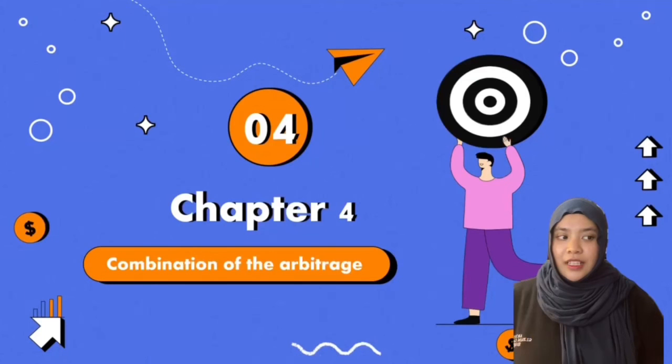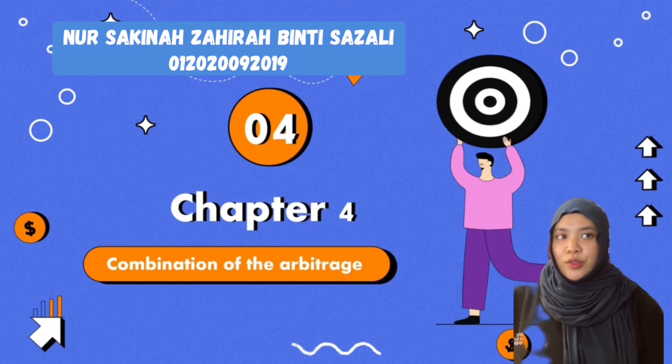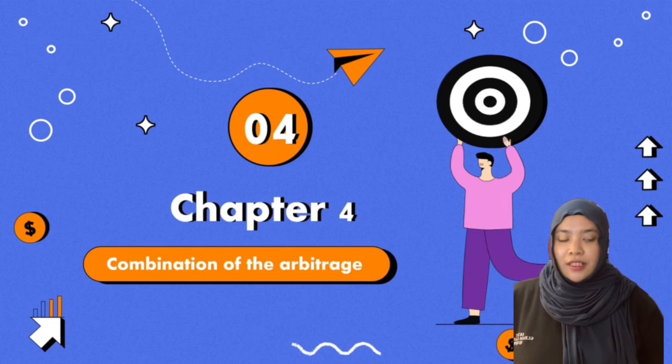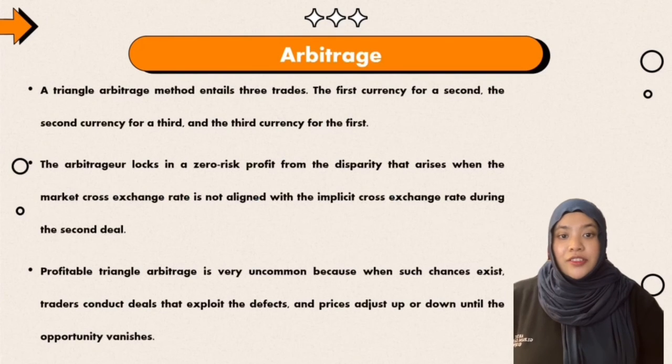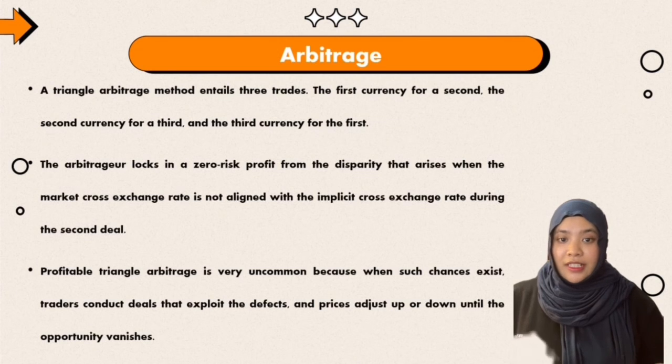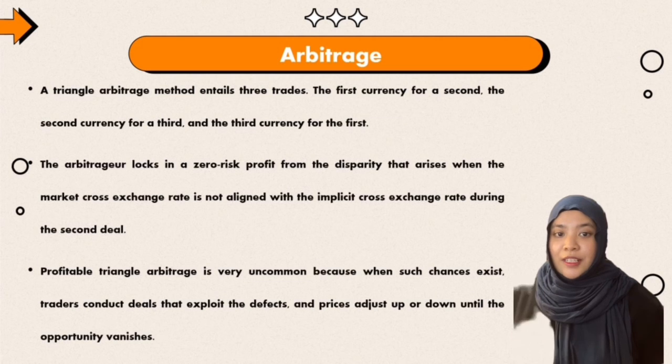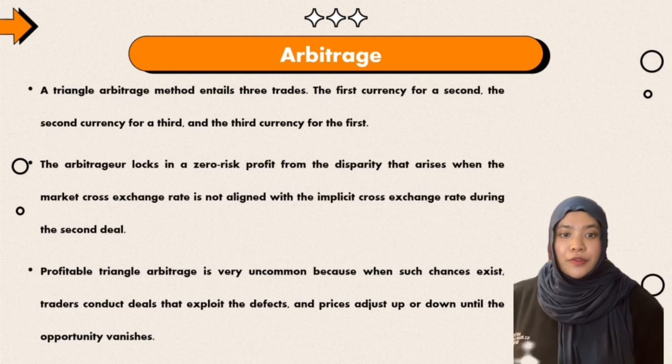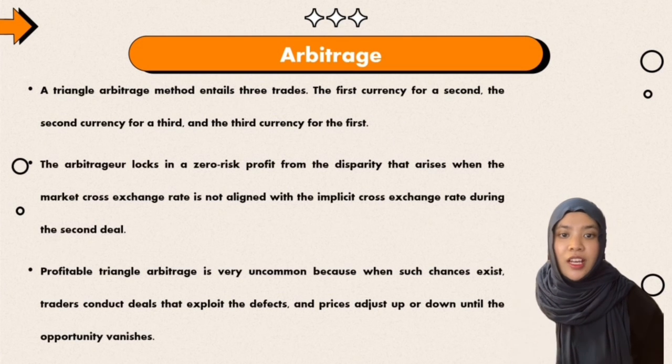Thank you. Hi, my name is Sakinah Zahirah Binti Sazali, and today I would like to present about the best combination of the arbitrage. So first, a triangle arbitrage method entails 3 trades: the first currency for a second, and the second currency for a third, and the third currency for the first. The arbitrage locks in the zero risk profit from the disparity that arises when the market cross exchange rate is not aligned with the implicit cross exchange rate during the second deal.